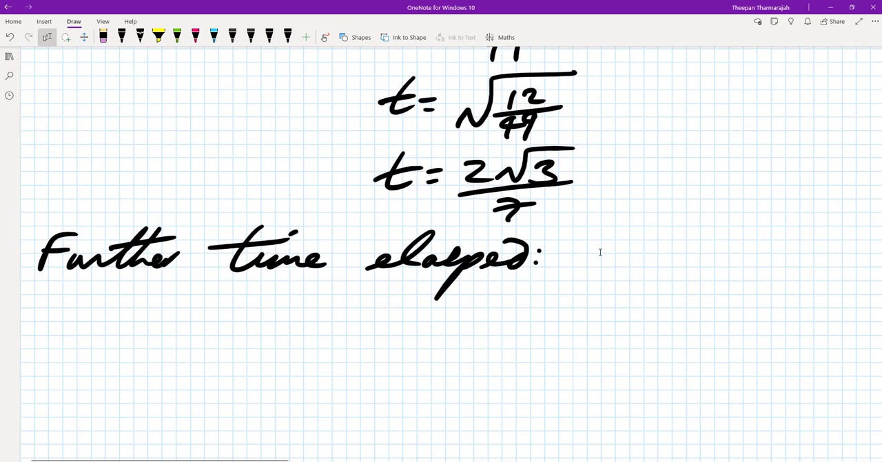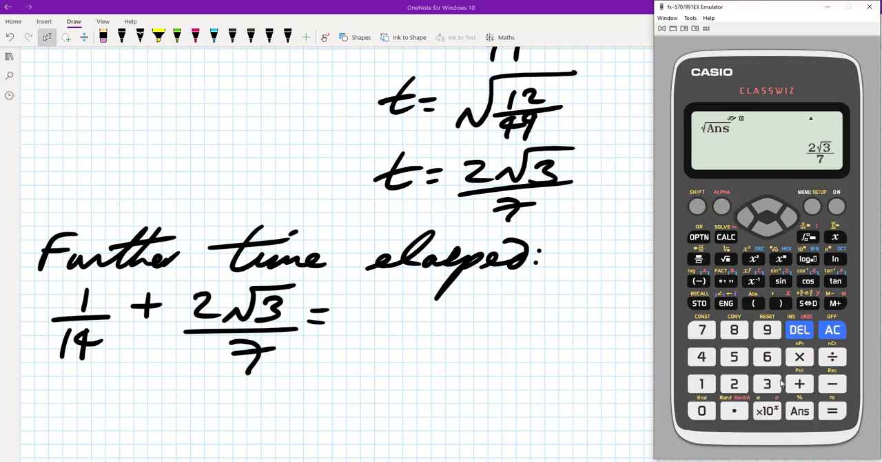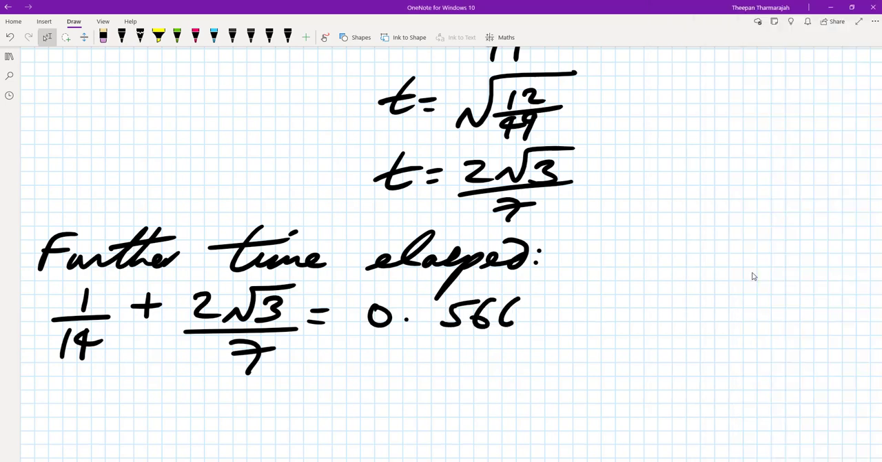Now for the further time elapsed, we know that the time to maximum height when the string breaks is 1/14, and we also know that the time from maximum height going down to the ground is 2 root 3 over 7. Now we can do this on our calculator. So plus 1/14, and that will give me 0.563 and so on. So we can round that up to 0.57 seconds.